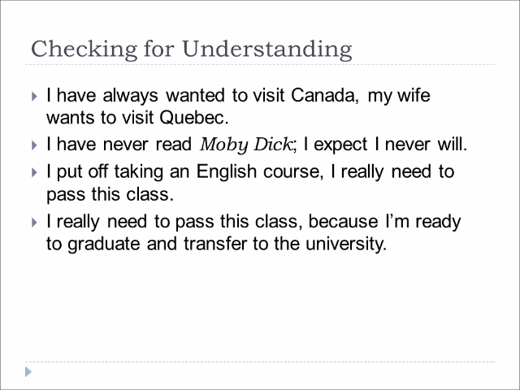Try this one. I really need to pass this class, comma, because I'm ready to graduate and transfer to the university, period. I have a comma, but I do not have one of the 7 coordinating conjunctions. Before the comma, I have an independent clause. I really need to pass this class. After that comma, I have, because I'm ready to graduate and transfer to the university.